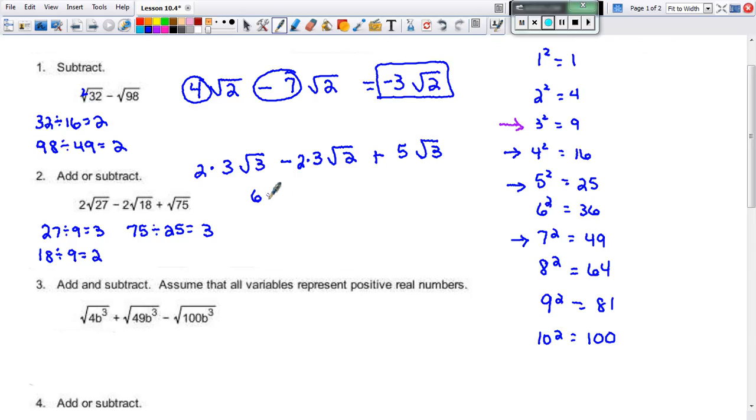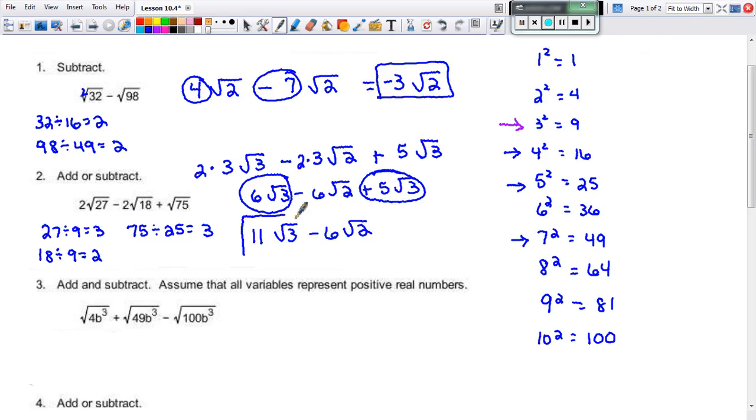I have 6 times the square root of 3 minus 6 times the square root of 2 plus 5 times the square root of 3. Now I can put the square roots of 3's together. Again, you leave your radical alone, so it's still going to be the square root of 3. 6 plus 5 is 11. And then I don't have any other square roots of 2, so I just write down my minus 6 square root of 2, and that is the answer to number 2.